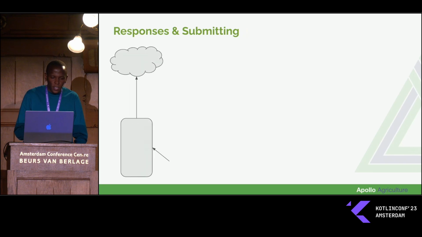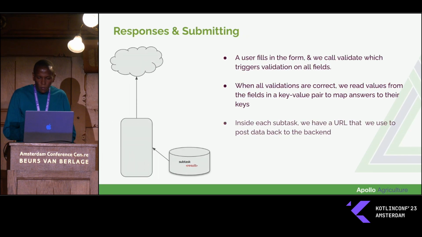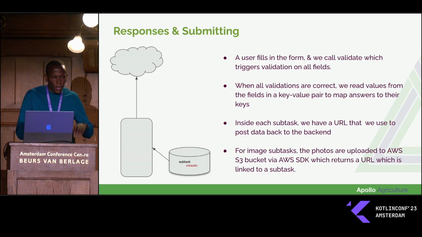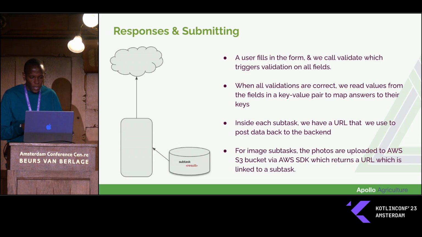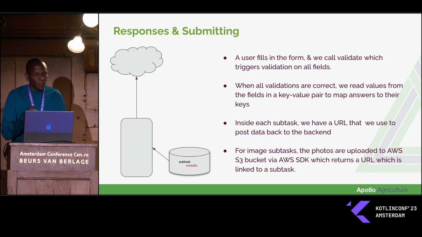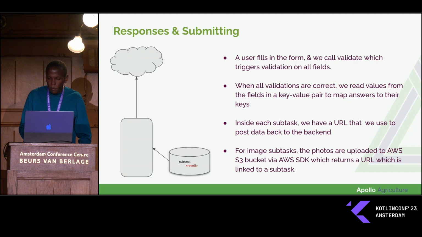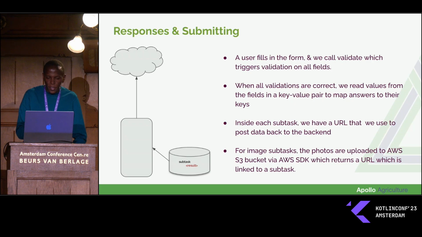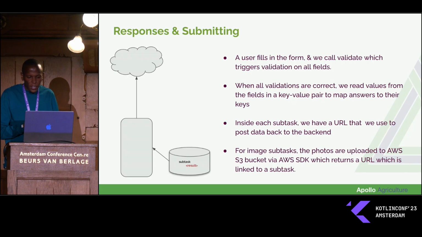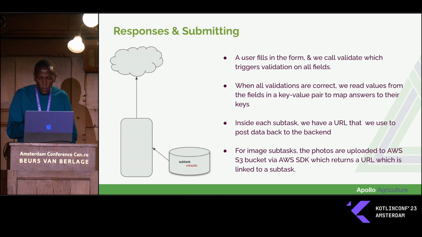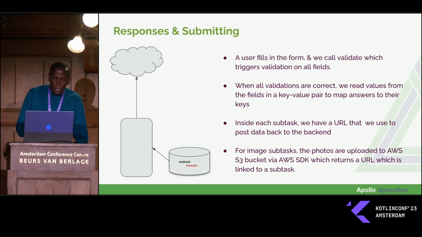How do we submit all this now? When you fill the form, we validate and also trigger the triggers. Once you submit the form, the triggers are triggered as well. If the validations are correct, all fields are inputted correctly, and all validations, let's say maximum and minimum, are correct, we save the result in a key-value pair, as we saw in the get result. It returns a key-value pair. Inside each subtask, as you saw before, we have a destination URL. It points to the URL on the backend where we are supposed to submit this data.